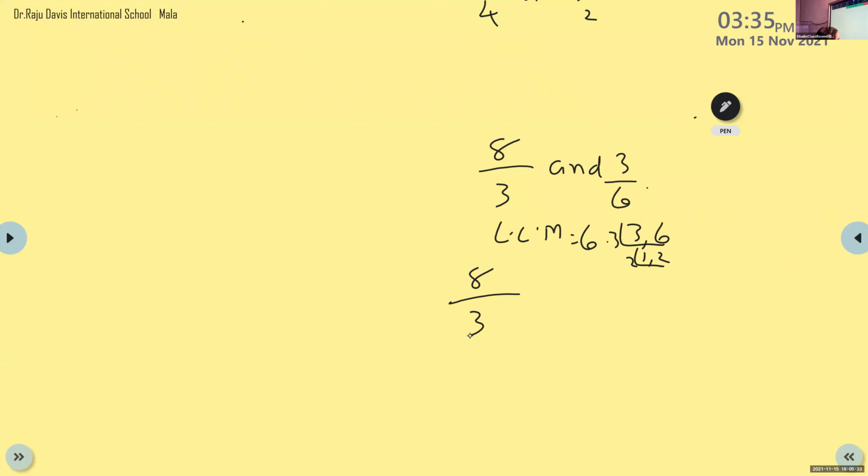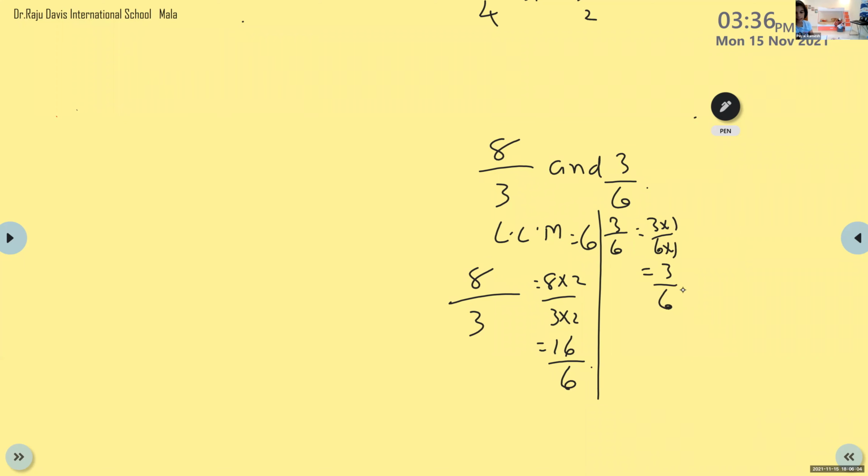Binnu, are you following? Are you there? 8 into 2 equal to 16 by 6. Have you got it? Binnu, are you doing? Yes, ma'am, this answer I got. Next step you can do it. 3 by 6. 6 divided by 3 into 1, 6 into 1 is equal to 6. Which is larger?